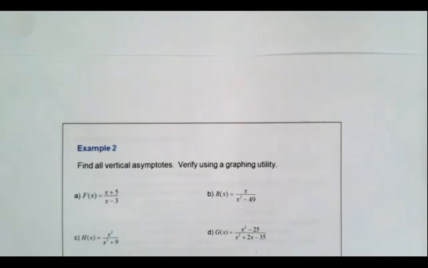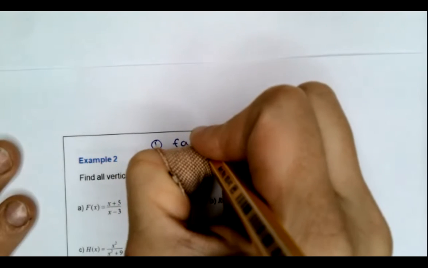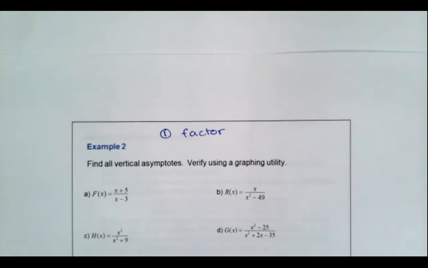So for example 2, they're just asking us to find all vertical asymptotes and then look at the graphs to make sure that we are correct. Good. The first thing you want to do, remember that it said the vertical asymptotes we check after they have been factored and simplified. So if possible, factor first. Step 1 is factor the polynomial on the top and factor the polynomial on the bottom, and then simplify it by excluding common factors.